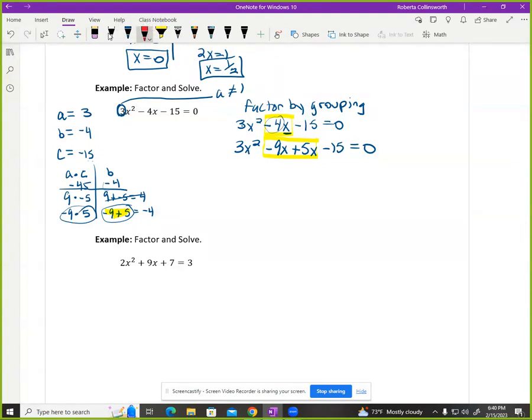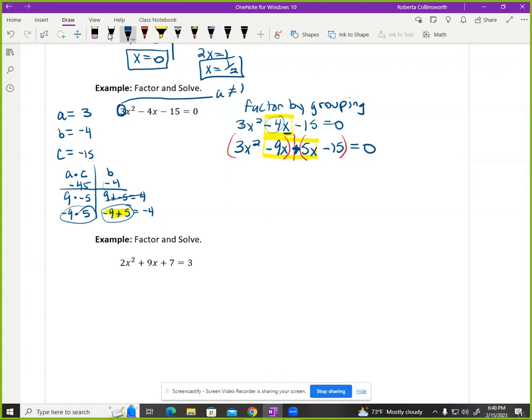Now I'm going to draw a line right here down the middle. And I'm going to group these two together. I'm going to group these two together. That's where you get grouping. You can't forget that there's a plus sign right here.